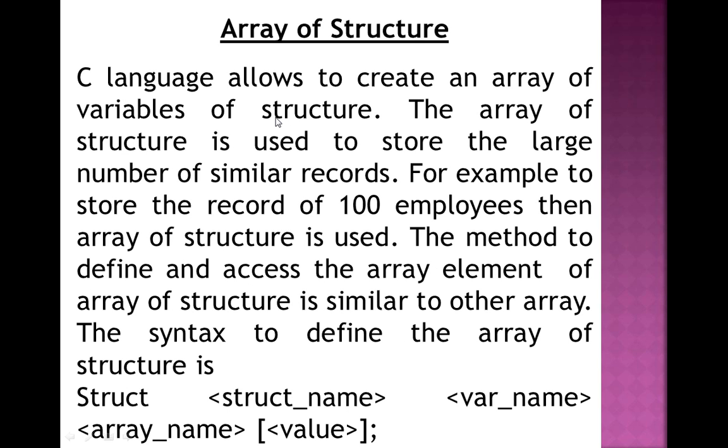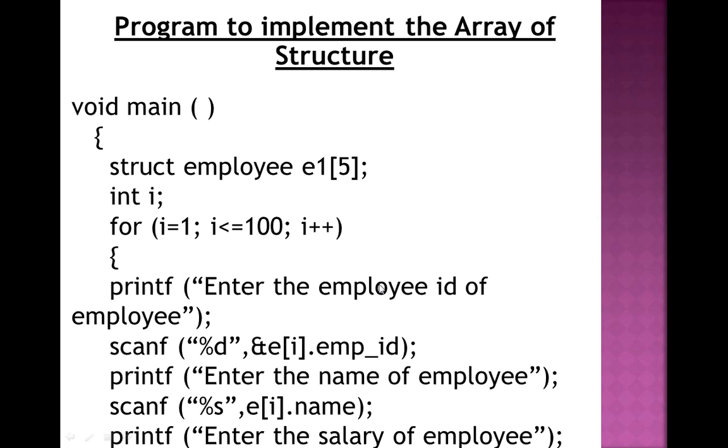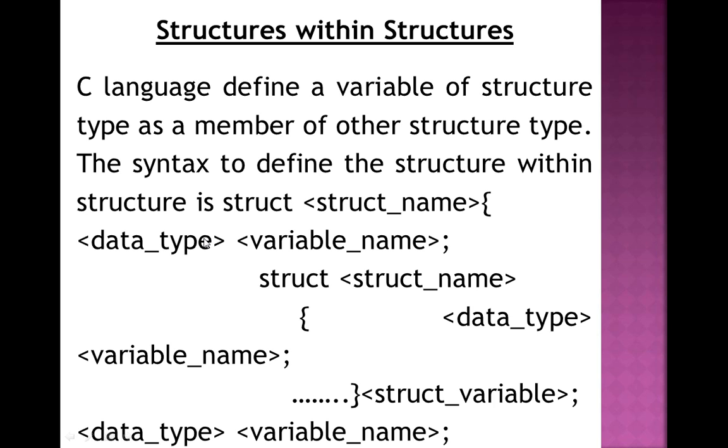Then we also discussed how we can use an array in the structure, that is how we can use multiple elements of similar data type in the structure. That is your array of structure. This is the method to define the array of structure: struct, structure name, variable name, array value. This is the way we define the array of structure. Here name contains 20 values. This is the example.